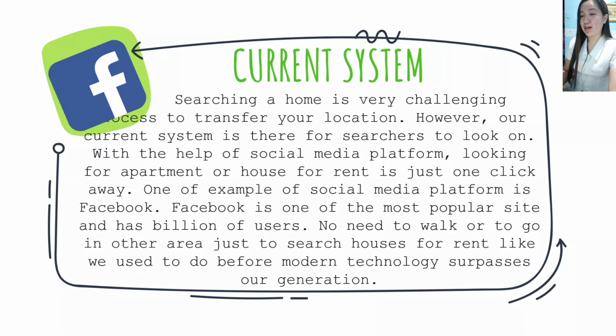Searching for a home is a very challenging process, especially when you transfer your location. However, our current system is there for searchers to look on. With the help of social media platforms, looking for an apartment or house for rent is just one click away. One example of a social media platform is Facebook. Facebook is one of the most popular sites and has billions of users. There is no need to walk or go to other areas just to search for houses for rent like we used to do before modern technology surpassed our generation.